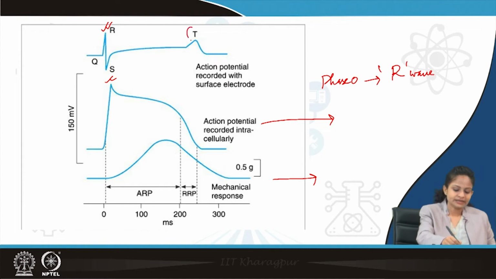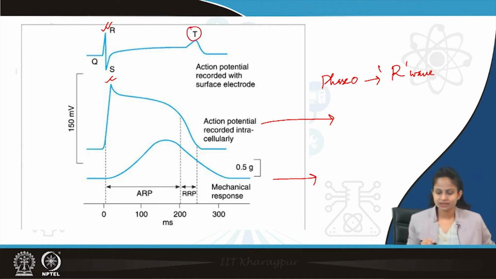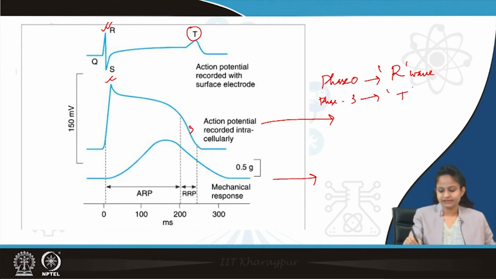whereas the T wave will constitute the repolarization phase, not the early repolarization, obviously the late repolarization phase or phase 3. So, phase 3 will constitute the T wave, that is the repolarization phase or the relaxation phase of the muscle. So, this ECG recording is nothing but the summation of the action potentials of all the cardiac muscle fibers.